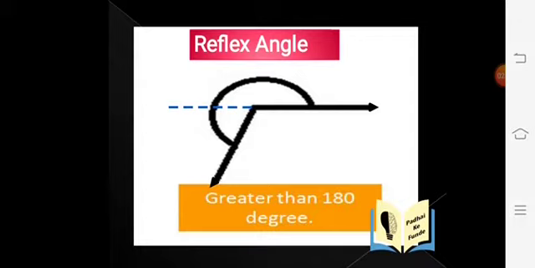The next angle given to us is more than 180 degree. You can see the line has been completed by the dotted line here. This is showing us 180 degree, and the given angle to us is more than 180. So the angle which measures greater than 180 degree is called as reflex angle.